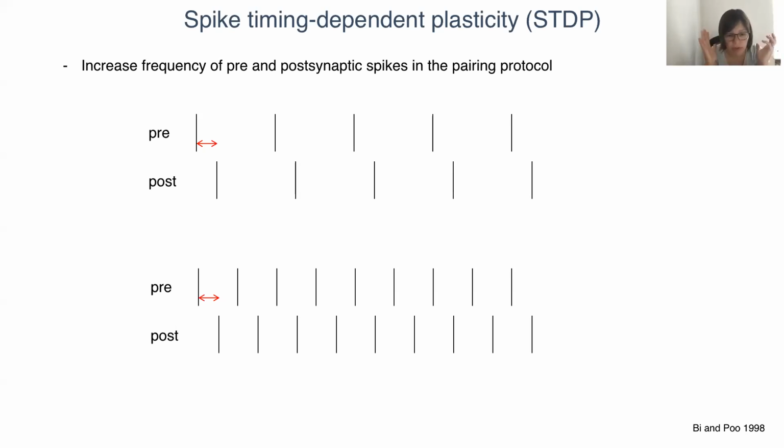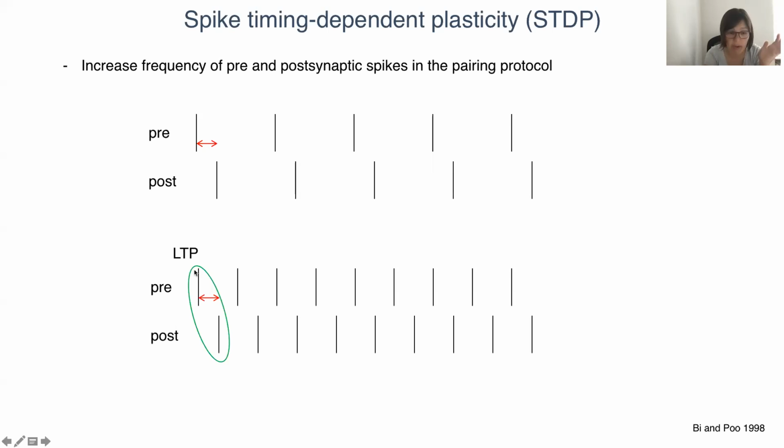So they saw that when you increase the frequency, you get a somewhat paradoxical behavior. So if we do a thought experiment, and if we say, hey, we have pre-post, and we know that pre-post causes potentiation according to STDP, now we're going to increase the frequency. So we're going to have LTP, potentiation, whenever pre comes before post.